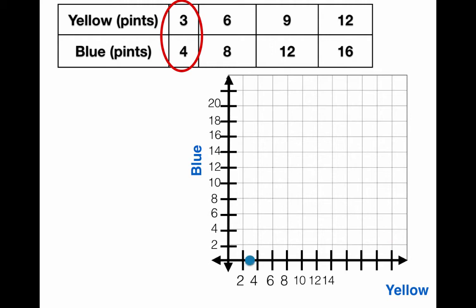3 yellow, well 3 would be right between the 2 and the 4. And then 4 blue, so I'm going to put a point right there. And then we're going to plot 6, 8. So we go 6 yellow and up to 8 blue. And then we're going to do 9, 12.